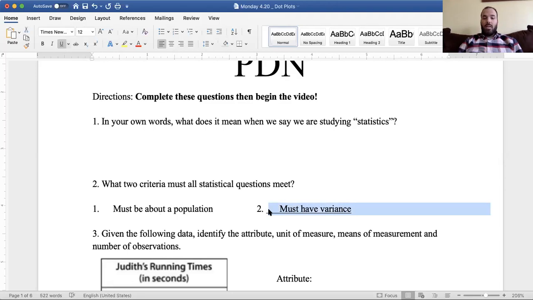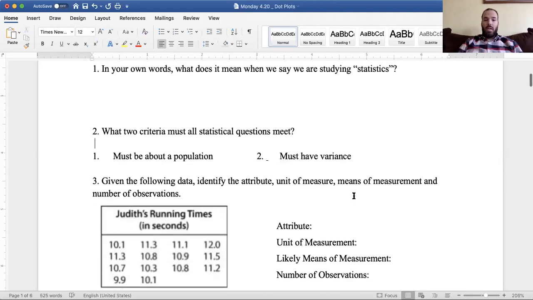If I asked the question, what grade is everyone in? Everyone who's doing this right now would say they're in sixth grade, so there is no variance on that. Variance means that different members of the population have to have different answers.